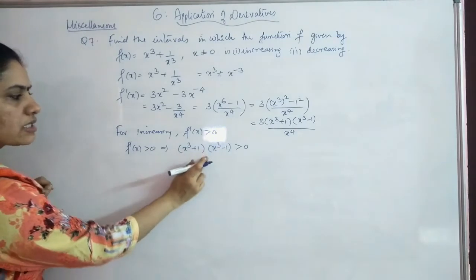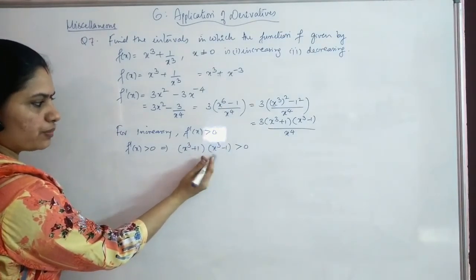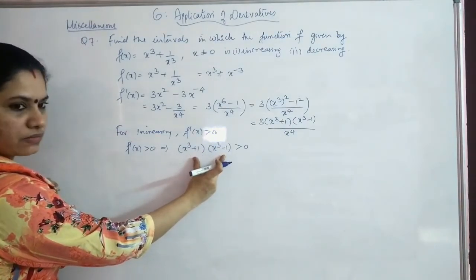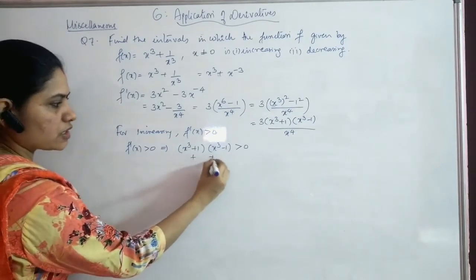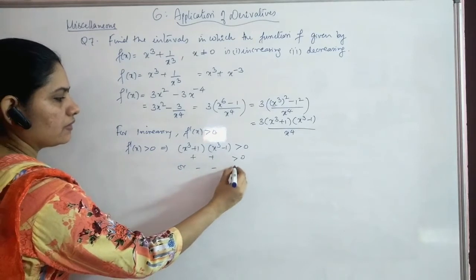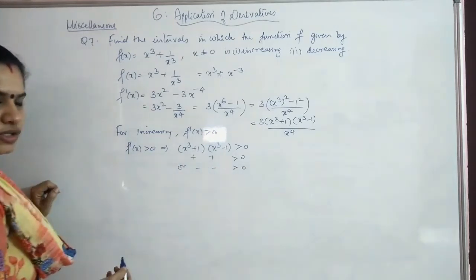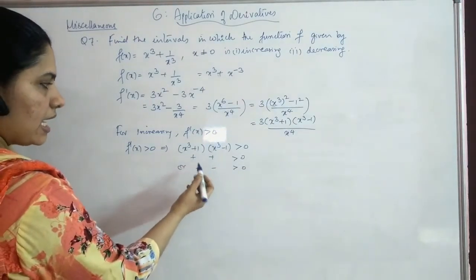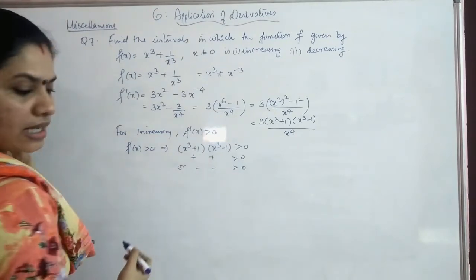Now this is greater than 0 means either these two are together positive, giving you the positive sign. If this is positive, you will get greater than 0. Or you can have both negative, and negative into negative is also positive. So you have two possibilities here: either both are positive or both are negative.